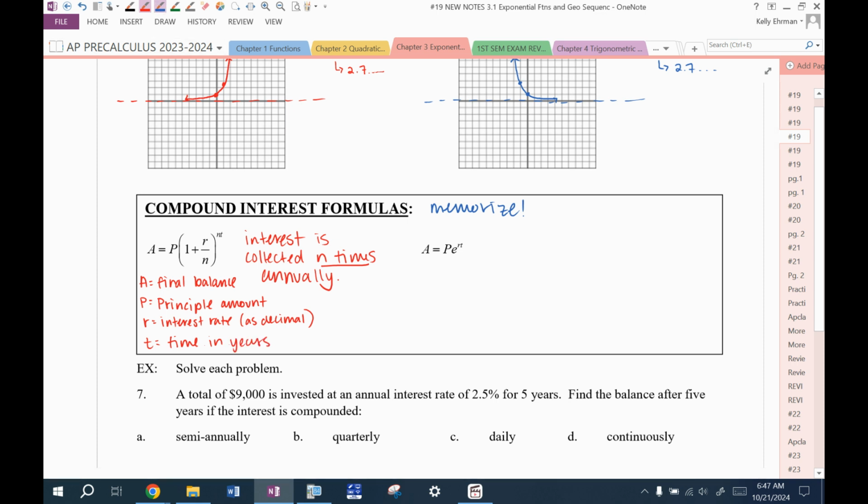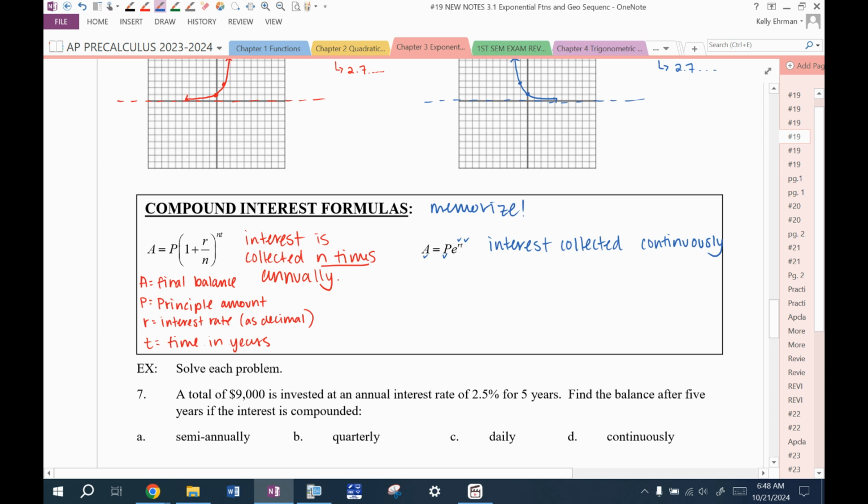All right. And then if instead of interest being collected every day, every month, twice a year, 4 times a year, whatever, the interest is collected continuously, you can't assign an n to that. That would be n approaches infinity. Interest collected continuously. So that's more than every day. That's continuously throughout the day, every day for the year. Then we use this. So P is still the same, A is still the same, R is the same, T is the same.